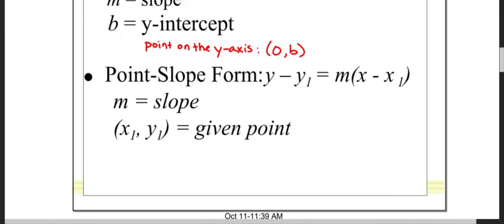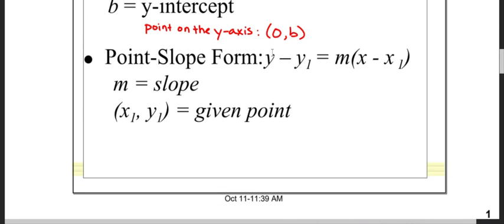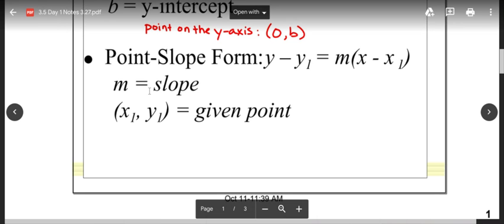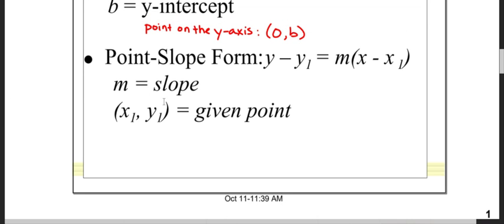The other form is point-slope form, and that is y minus y1 equals m times x minus x1, where again m equals slope, and x1 and y1 are a given point.